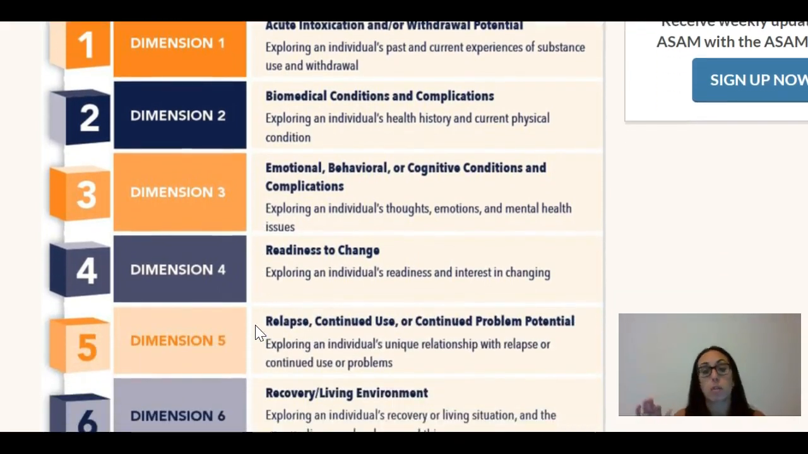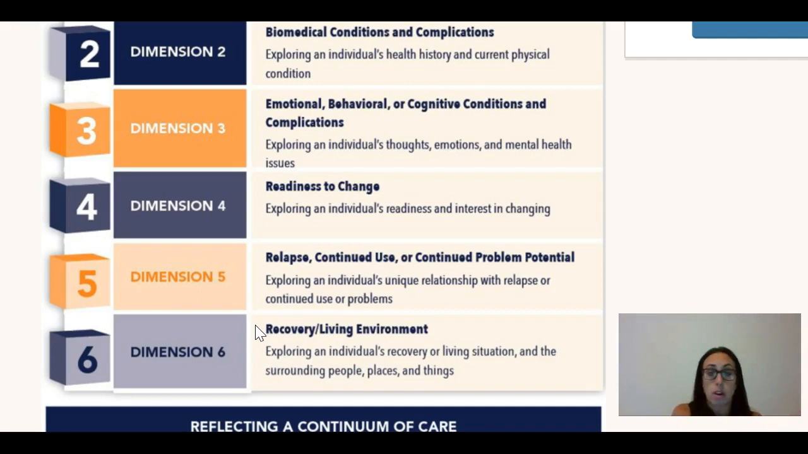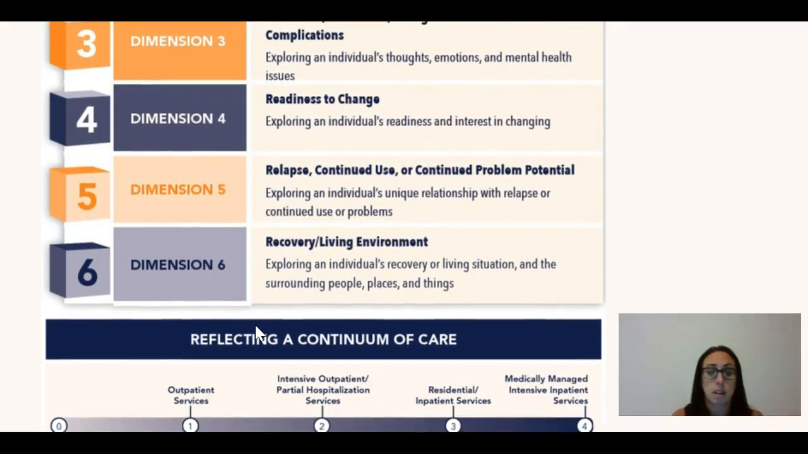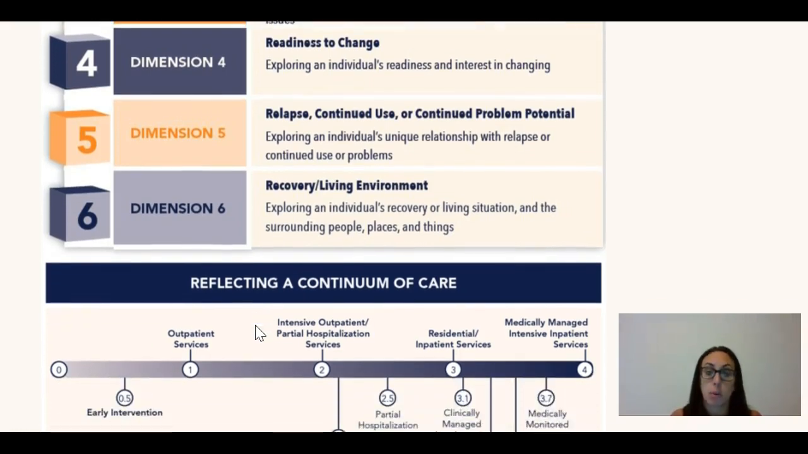Are there emotional, behavioral, cognitive conditions? So do they need a psychiatric eval? Do they need to have mental health issues assessed once substances are removed? Again, readiness for change. So here we're talking about stages of change that you're assessing. Have they relapsed before? If they have a history of relapse, this is something that we need to consider in placing them in a treatment facility. And then are they sober? Do they need an environment outside of the living arrangement that they currently have?